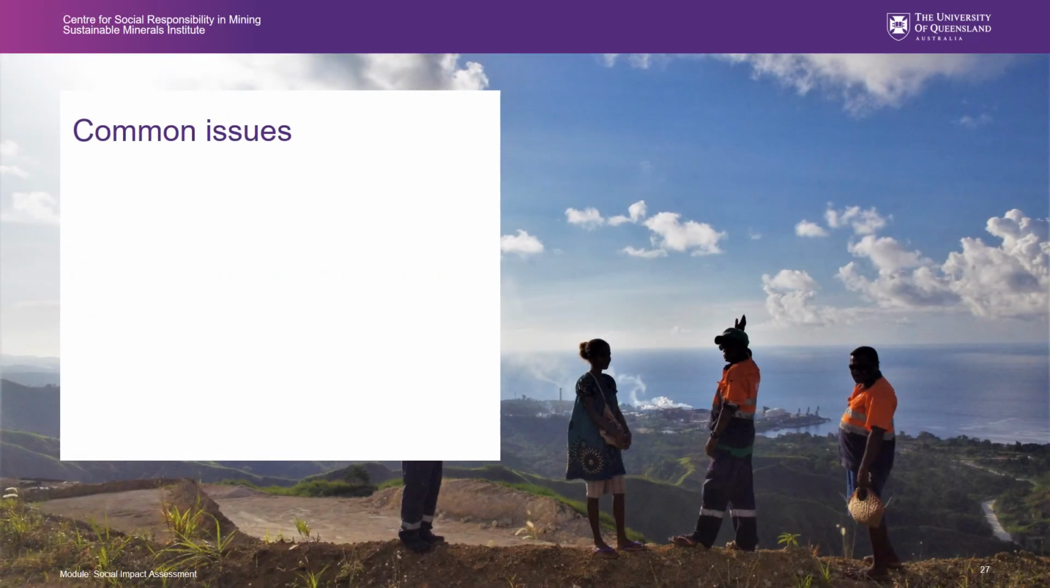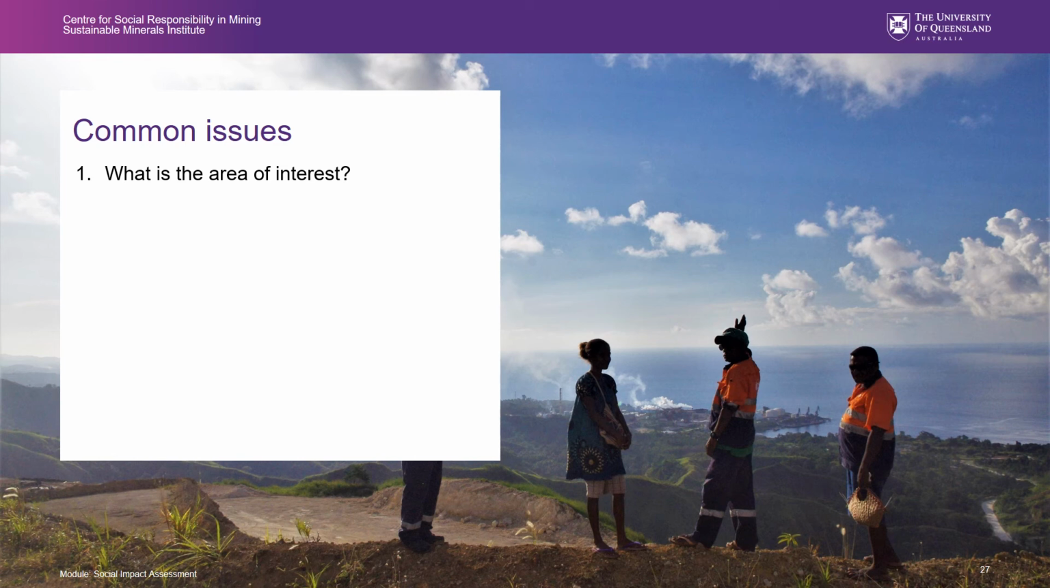This part of the module highlights common issues arising from mining-related SIAs. We discussed the social impact as something experienced by people affected by a project. One of the tricky questions about SIA is, who is affected by a project? There's a chicken and egg situation here. You need to know who's affected in order to define the scope of the SIA, but until you've done the SIA, you don't really know who's affected.